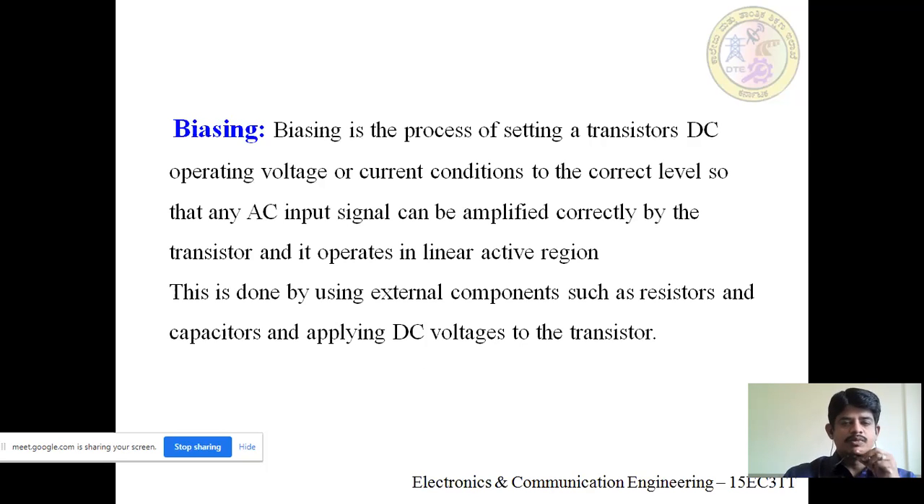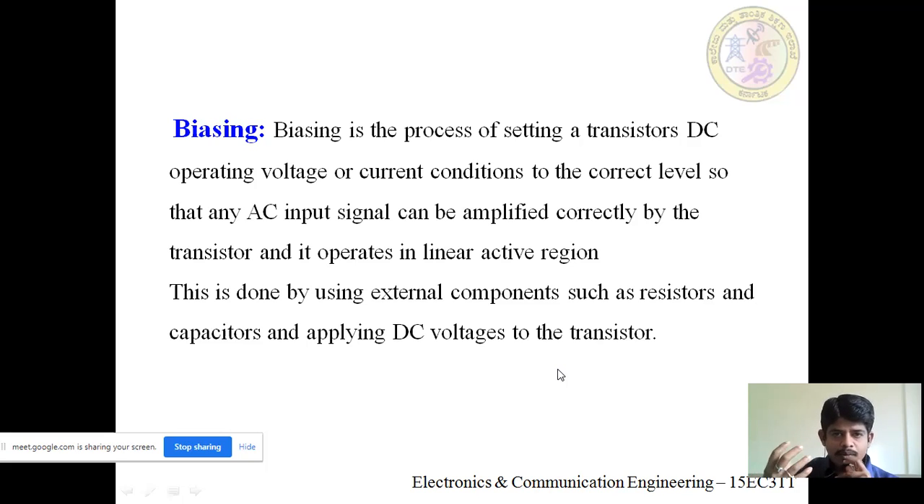So next, see what is meant by biasing. Biasing means setting the DC operating voltage. I already told you, we will be supplying the biasing voltage, or we will be setting the transistor in forward bias and reverse bias as per our need. So biasing is the process of setting a transistor's DC operating voltage or current condition to the correct level so that any AC input signal can be amplified correctly by the transistor and it operates in the linear active region. This is done by using external components such as resistors and capacitors and applying DC voltages to the transistor. It means what?